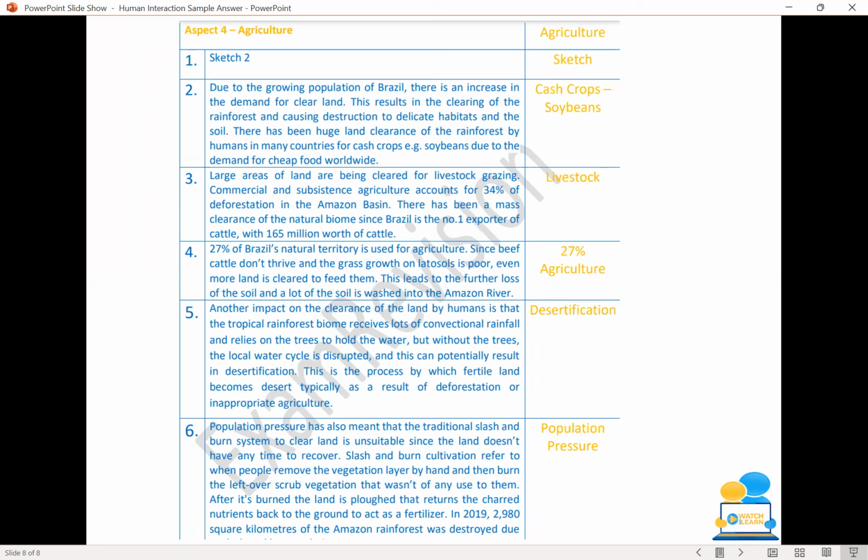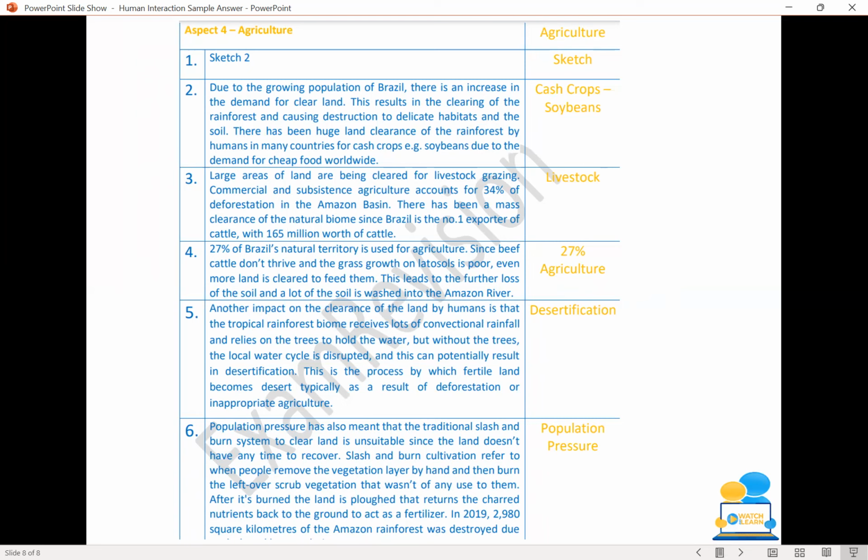The fourth point is 27% agriculture. 27% of Brazil's natural territory is used for agriculture. Since beef cattle don't thrive and the grass growth on a lot of soils is poor, even more land is then cleared to feed them. This leads to further loss of the soil, and a lot of soil is washed into the Amazon River. So it really isn't a good, effective way of farming, or even of cattle ranching. So it's very ineffective and inefficient.